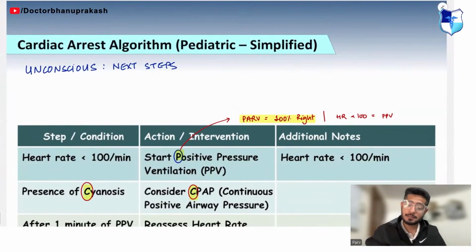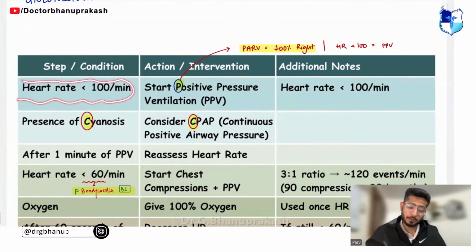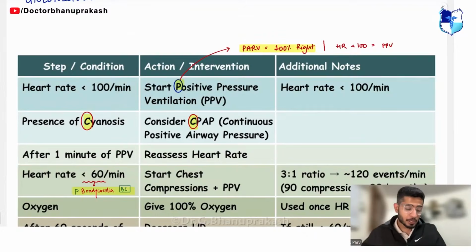Okay, they will give you a scenario that the child is unconscious and the heart rate of the child is less than 100 per minute. So if that's the case, what are you going to do?